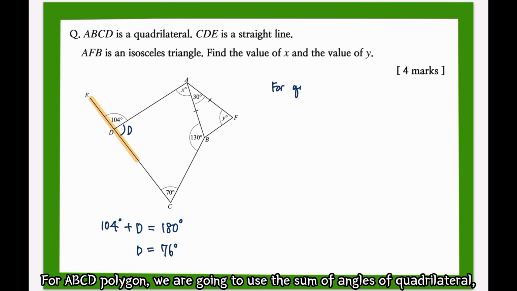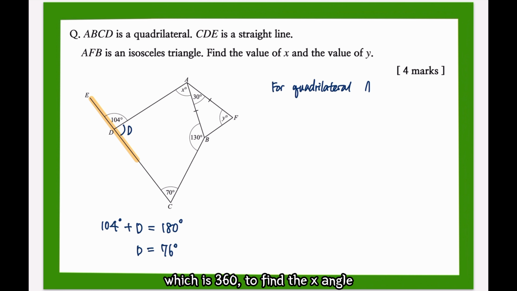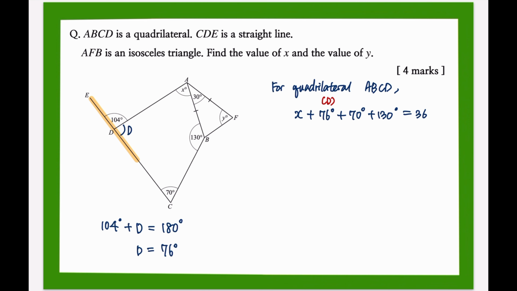For the ABCD polygon, we're going to use the sum of angles of a quadrilateral, which is 360, to find the x angle. So we can form an equation: x plus 76 degrees, which is the D angle, plus 70, plus 130 equals 360 degrees. Now we just have to solve for x. So x plus 276 degrees equals 360. So x equals 84 degrees.